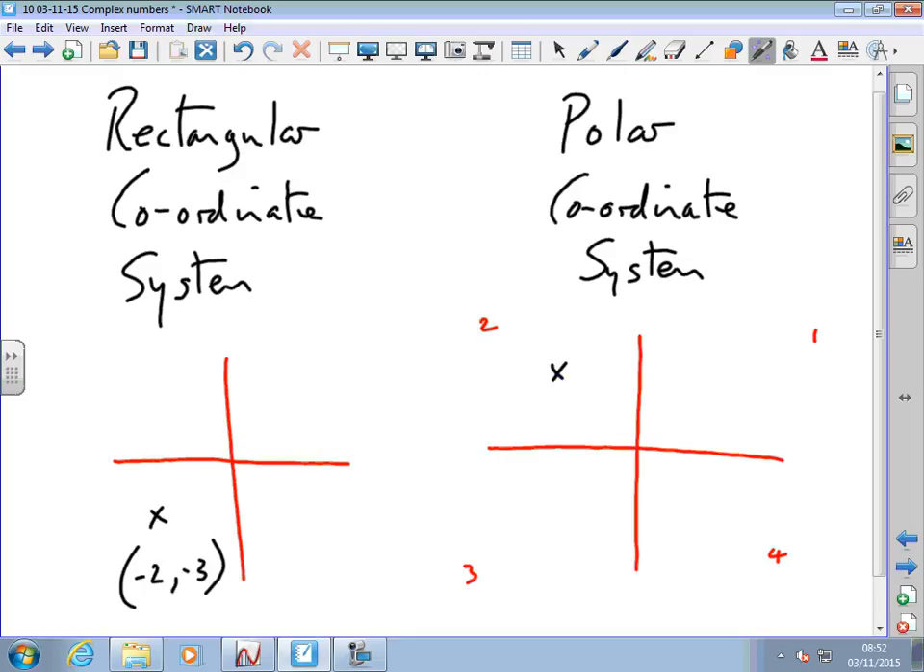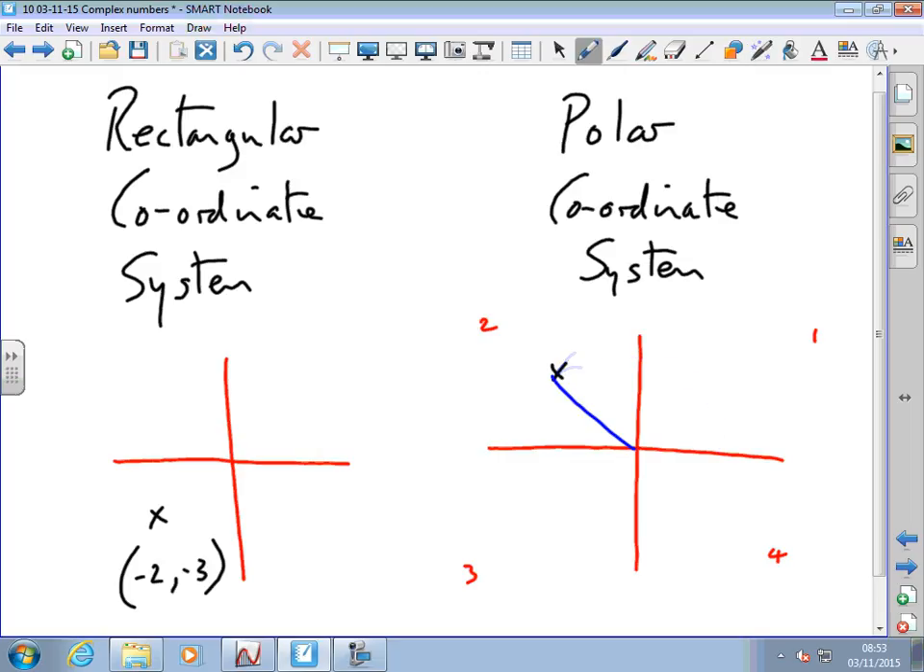So this is what's used in bearings in navigation. I'll measure my angles from north, and I'll measure my distances from a particular place. The reference point in the polar coordinate system we're going to use is the positive x-axis. So all angles are measured from there in an anti-clockwise direction. So to give a position, I measure an angle and a distance.